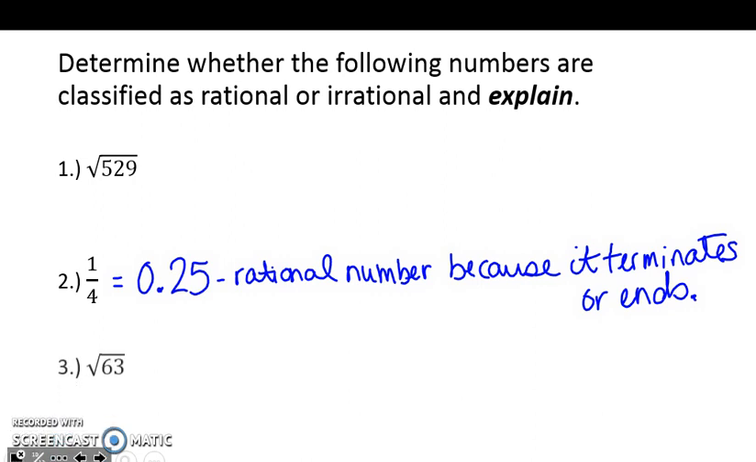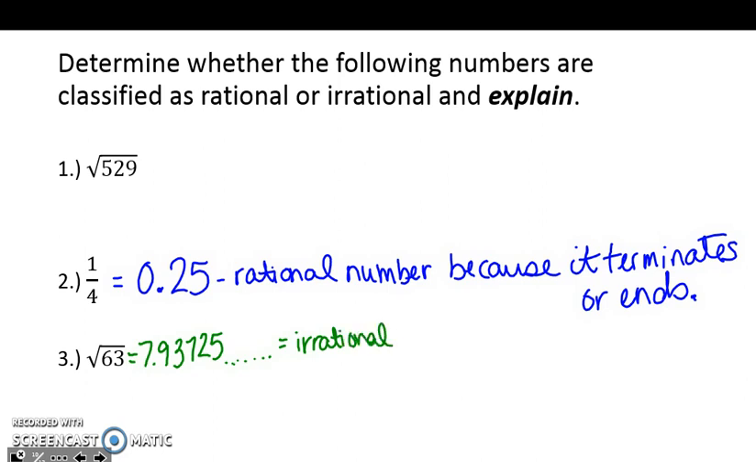All right, now remember, try that strategy. Go ahead and pause the video. See if you can figure out the square root of 63. And what do you think that that is? Is it rational or is it irrational? Okay, so when I type that in, I got 7.93725, and then that keeps on going, okay? Keeps on going. It doesn't stop in my calculator window. Okay, so this is going to be classified as an irrational number.